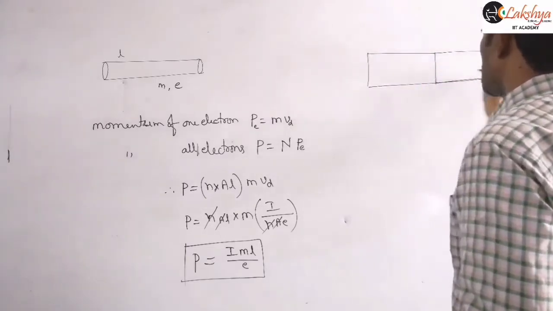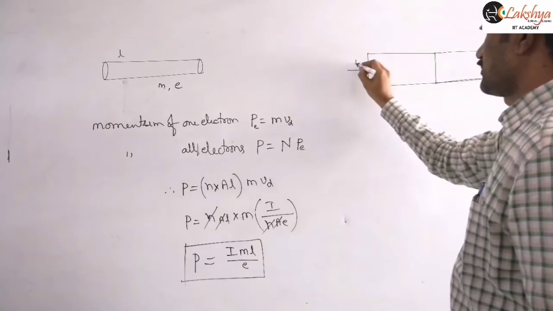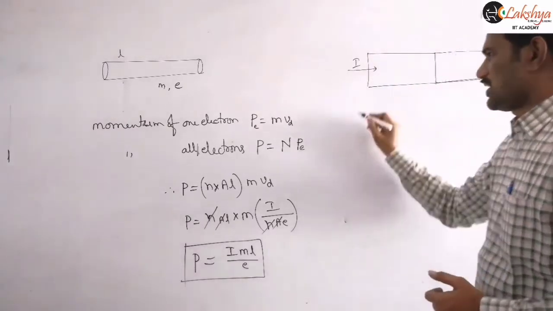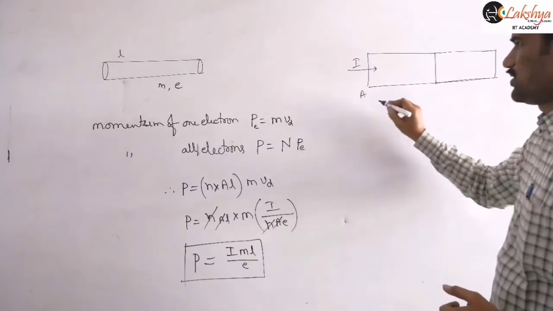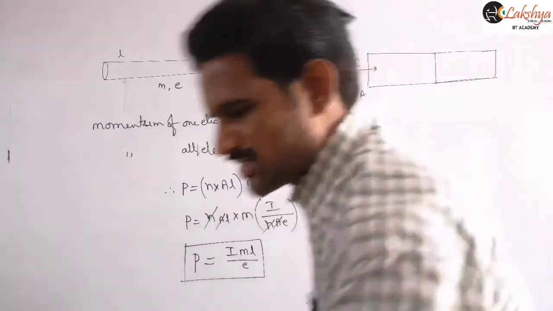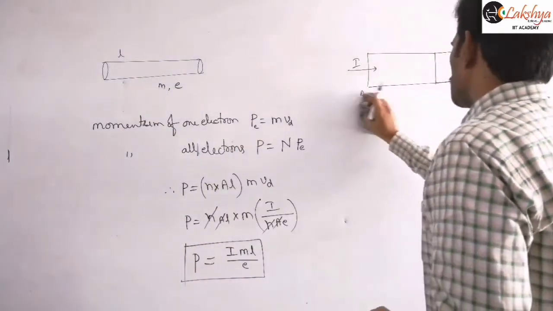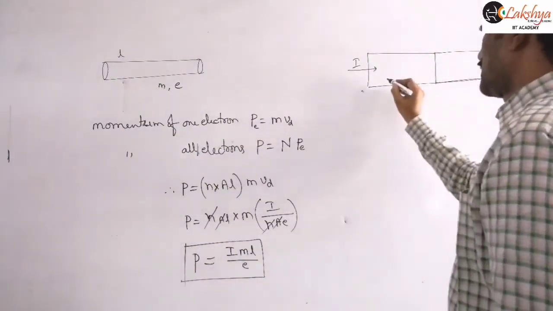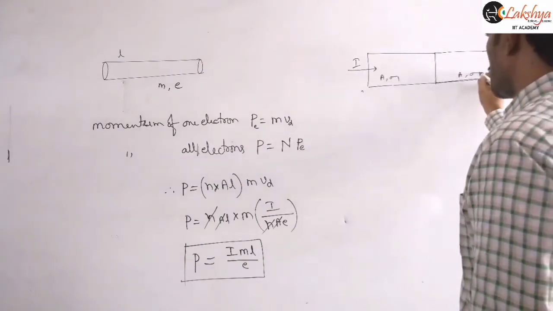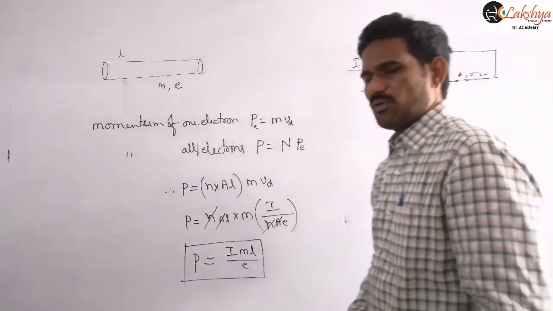Suppose I is the current flowing through this arrangement. These are two materials having the same area of cross section A. Area of cross section is the same for both of them. And sigma is the conductivity of the material, so they have different conductivities. This one has area of cross section A and sigma 1, and this is also area of cross section A and sigma 2. So that is the information there.